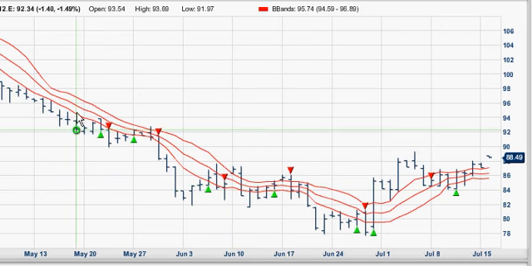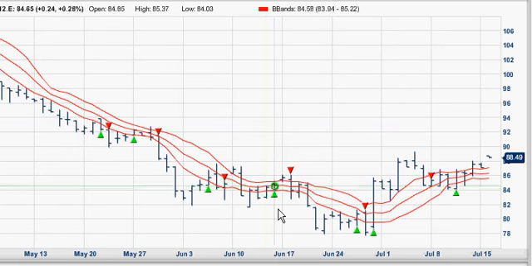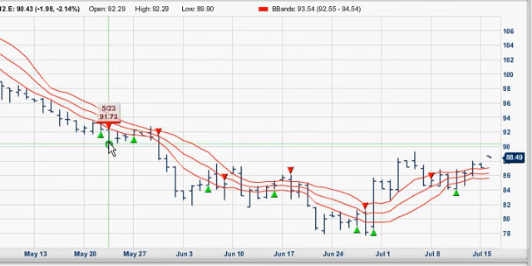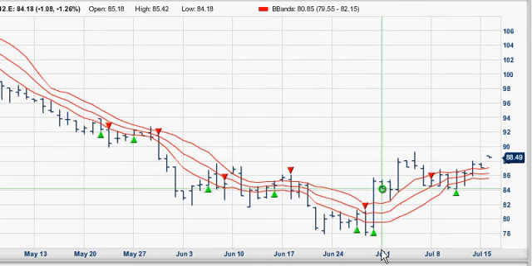You're taking the break of a 3-bar low in a downtrend, but you're taking it after it just broke a 3-bar high. So that's the trick to it. Wait for it to break a 3-bar high and then take the break of the 3-bar low.